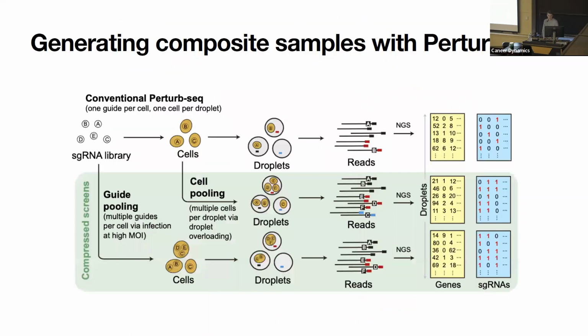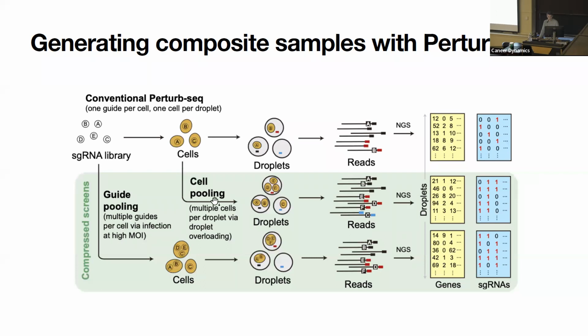All right, so how do we actually generate these composite samples in the lab in the context of Perturb-seq? We came up with 2 different methods to do this, and we ended up running all of these experiments in parallel in the same pools of cells. The first way of generating composite samples that we came up with involves something called cell pooling. So it starts the same. We have a guide RNA library. We introduce them at low MOI to cells.